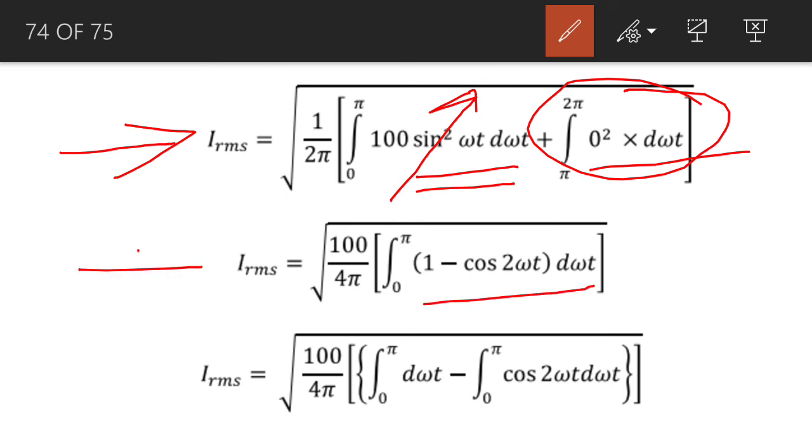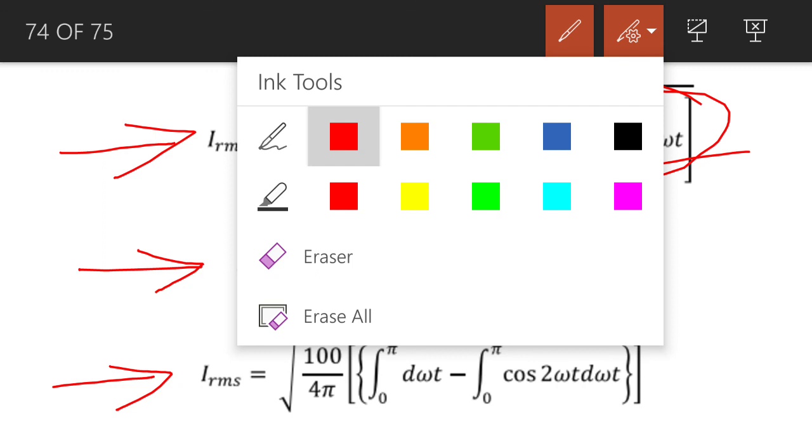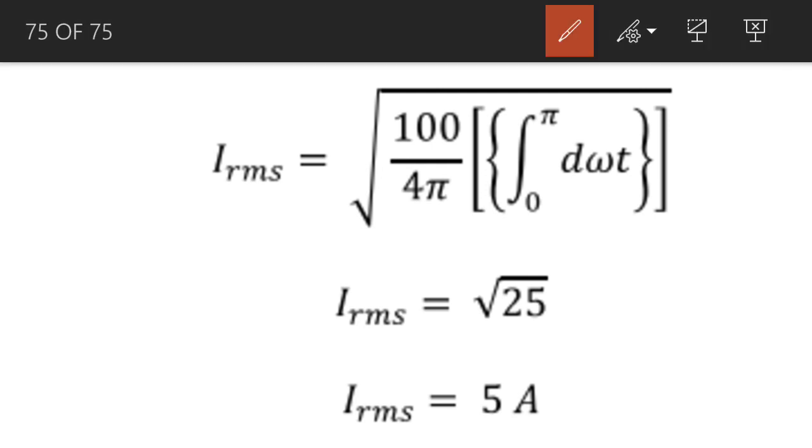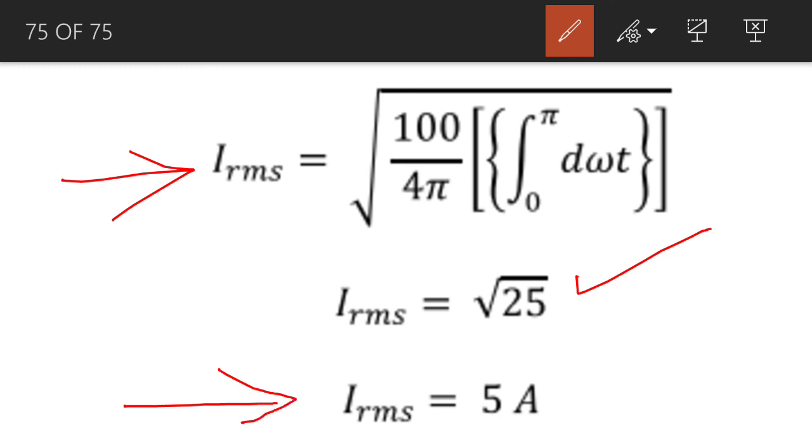So anyhow, we get this particular equation, and then just look at this particular equation in the book. You guys will understand it from the book, and you see, we simplify. You see this particular equation, we get under root 25, so the root mean square value of this time varying current is 5 ampere.